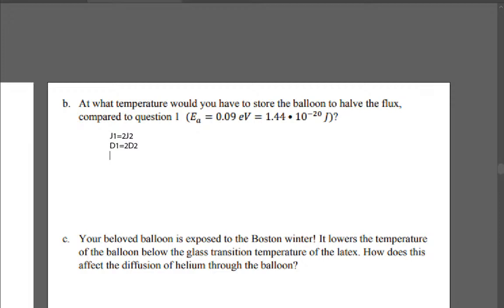Let's see. Oh, it's e to the power of negative EA over kBT, equals 2 times e to the power of negative EA over kBT. There we go.